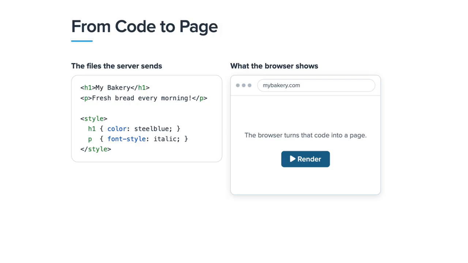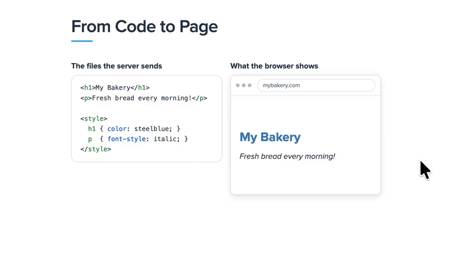On the right is a browser window, just waiting. And before I click, picture what this page might look like. You got it in your head? All right, let's see. There it is. The heading is big and blue. The paragraph is italic. The browser read every line of that code and turned it into a page. That's rendering. And it's exactly what you'll be making browsers do when you start writing your own web pages in this course.